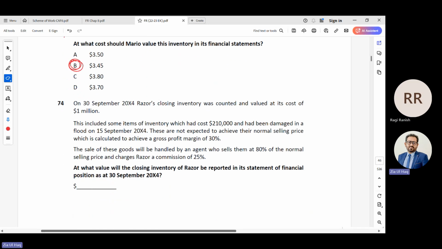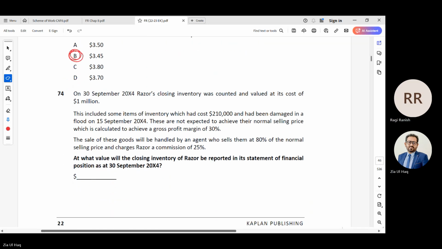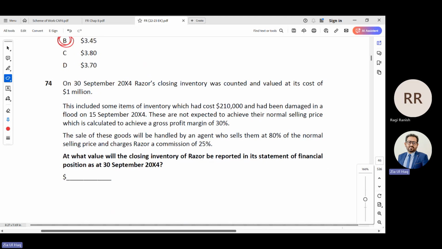74. Good luck, everybody. The most difficult question for the day. Not that much difficult.